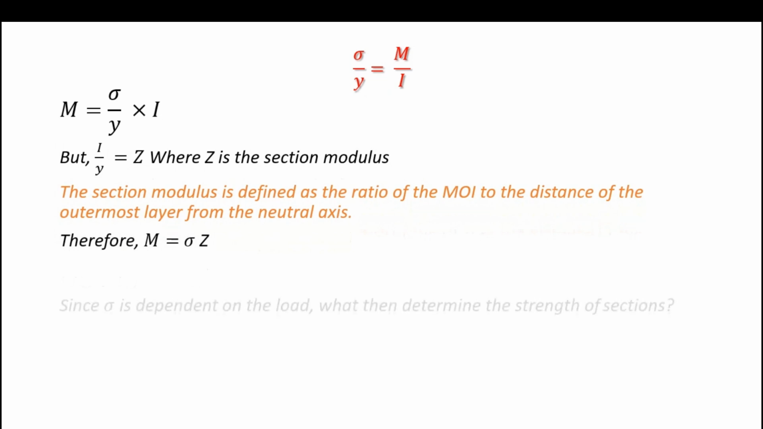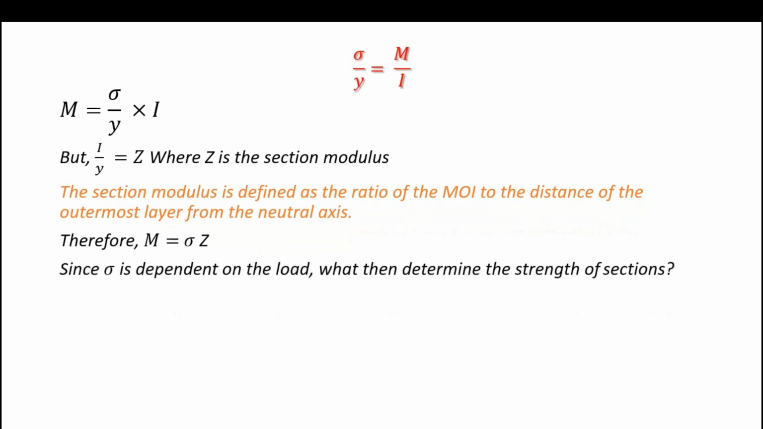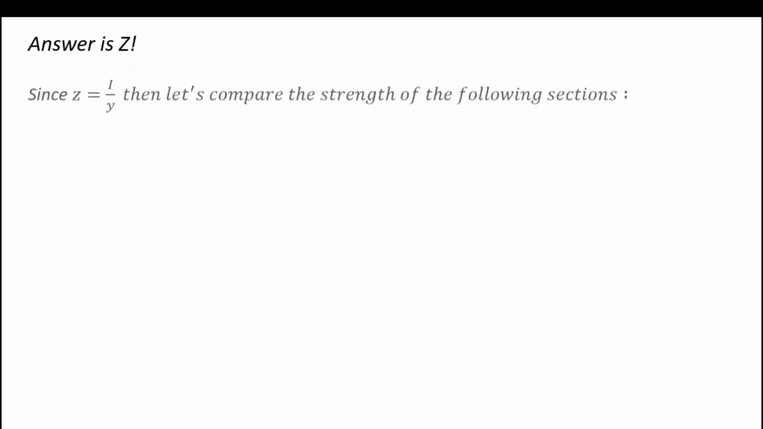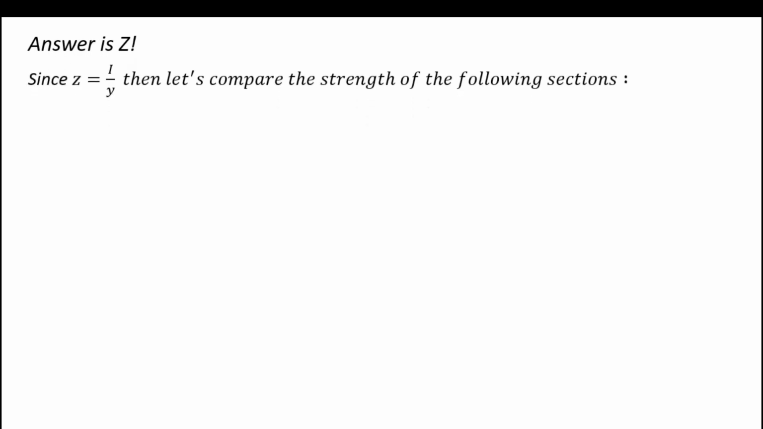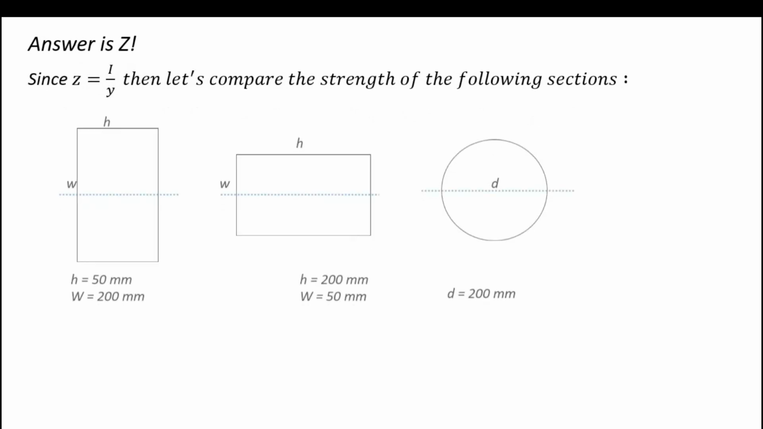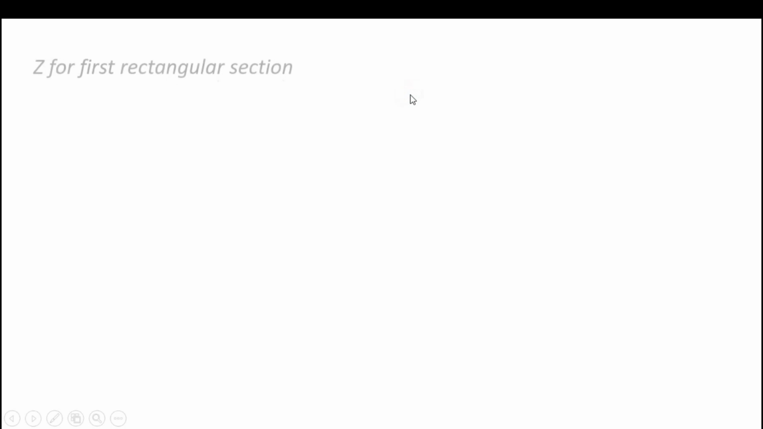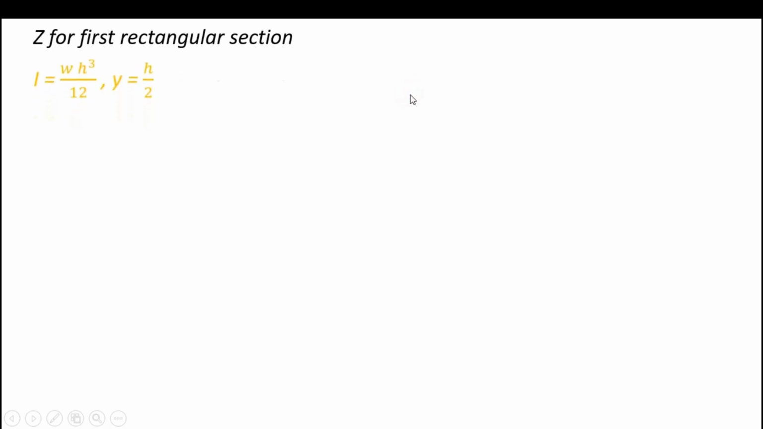Since sigma is dependent on the load, what then determines the strength of sections? I guess you know the answer to that. Since Z is equal to I over Y, then let's go ahead to compare the strength of the following sections. Now for all rectangular sections, I is always the product of the width and the cube of the height divided by 12, and Y is just half of the height.